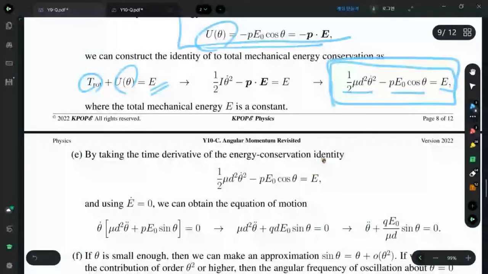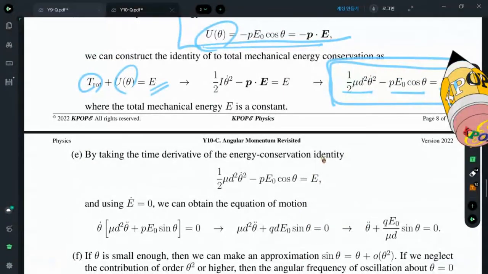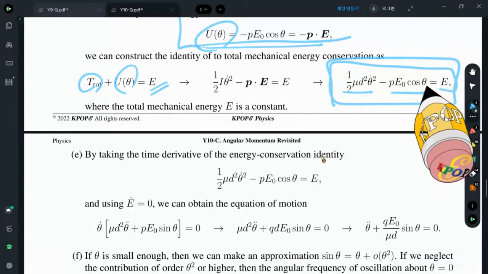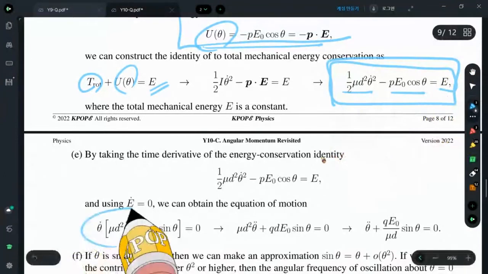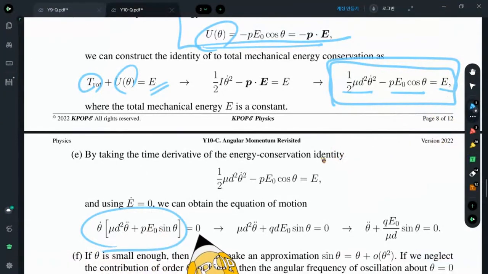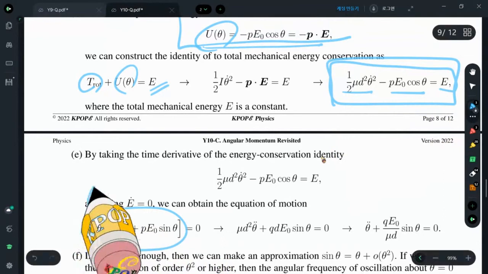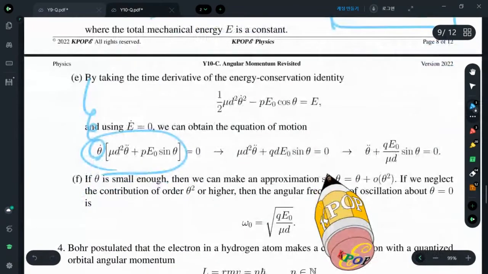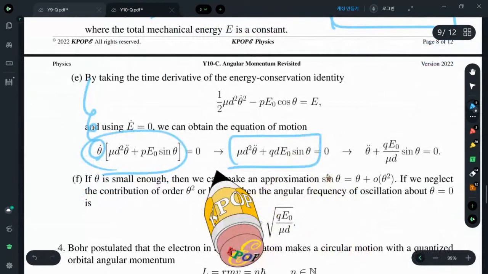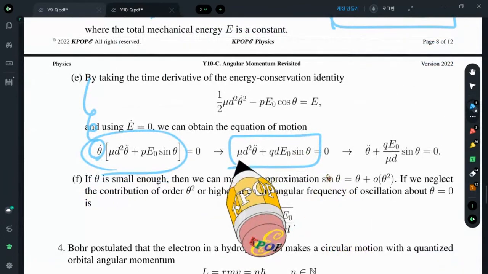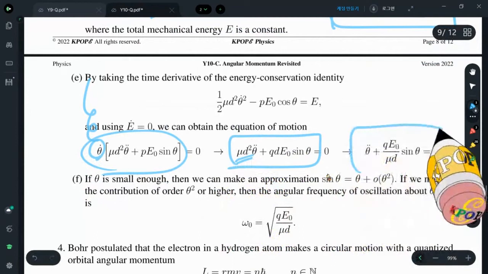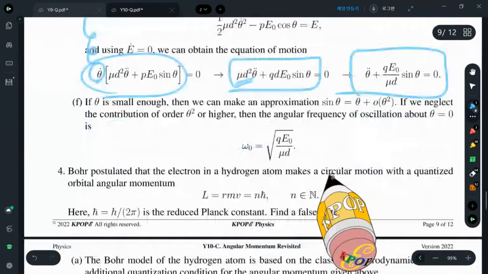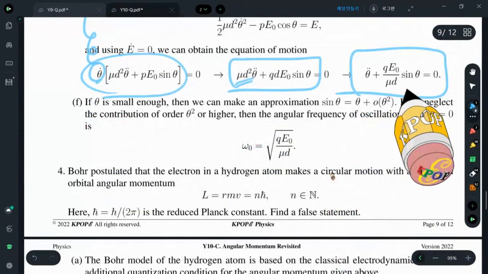Why don't we take the time derivative of this? What happens? If I take the time derivative of this, we obtain this. We are very familiar with this. Neglect this one, divide out theta dot, then we can reach the equation of motion. Divide both sides by mu d squared. Haha, this is identical to the equation of a pendulum.